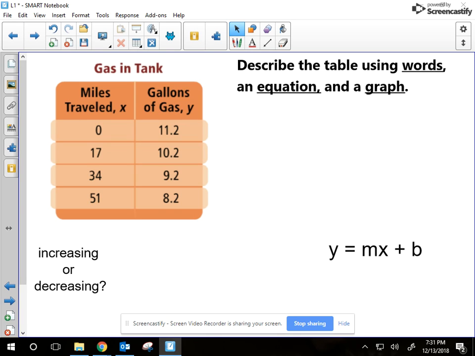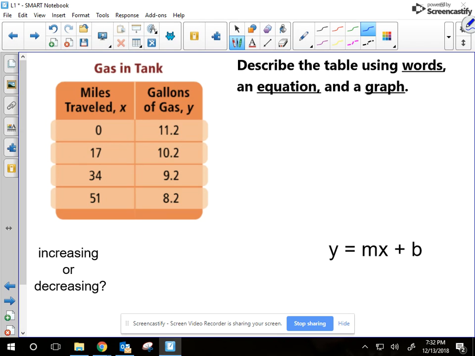For this example, we have one that's slightly different, so you want to pay close attention to this. Again, we're doing the same process, describing the table in words, equations, and a graph. This time, though, you'll notice that the x values aren't increasing by 1. And we had talked about how that would come up, so this is how we'll handle that.